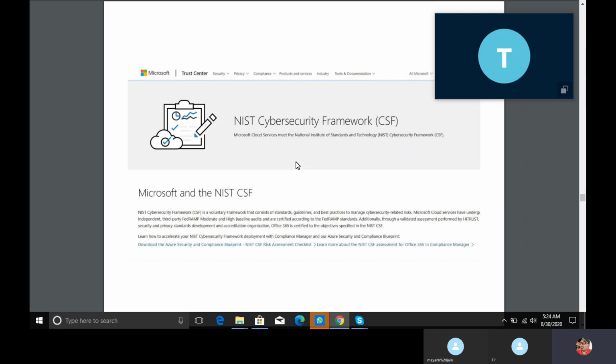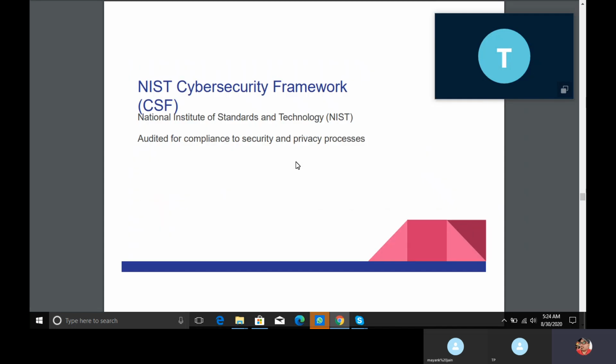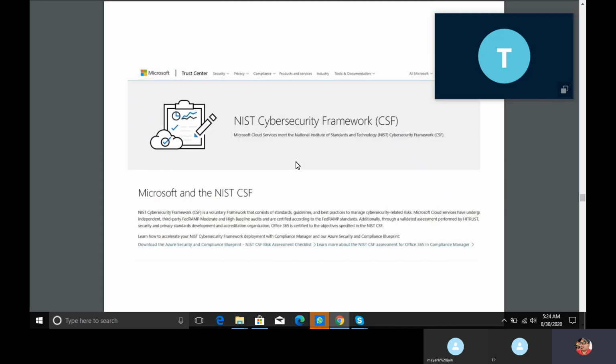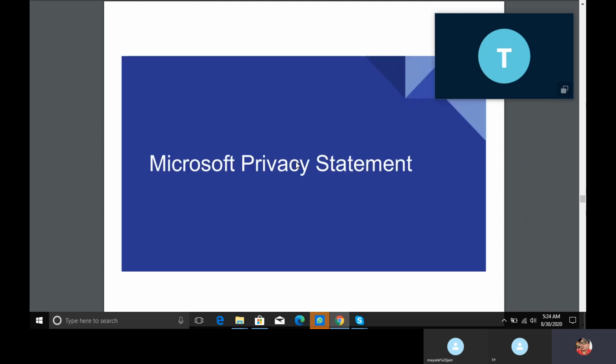Guys, you need to understand we have portals available here which talk about NIST, the National Institute of Standards and Technology. We have a separate portal which talks about how exactly Microsoft has applied NIST policies as part of their product. They have the Trust Center, one portal where you will find details related to the NIST standards they follow.